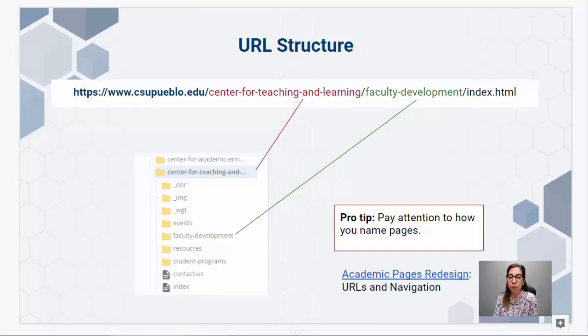That's enough on URL structure. Now I'm going to talk about how to make edits within Cascade and where to make edits more specifically. So for the example earlier, I said we were going to edit the index page for faculty development.